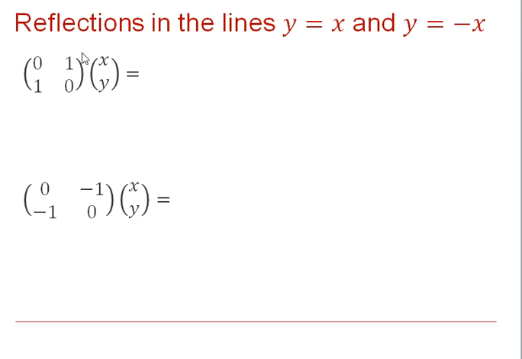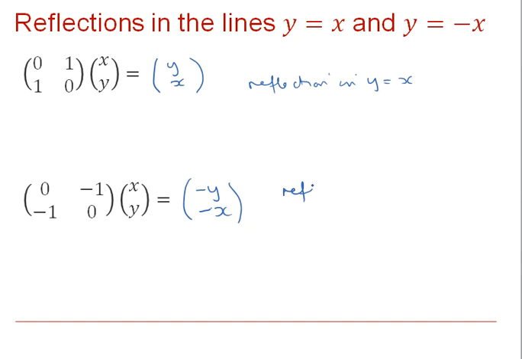We have already met this matrix [0 1; 1 0], and we know that it in effect swaps the y and x coordinates. Thus it is a reflection in y equals x. For this matrix here, [0 -1; -1 0], we will end up with (-y, -x). Thus it is a reflection in y equals -x.